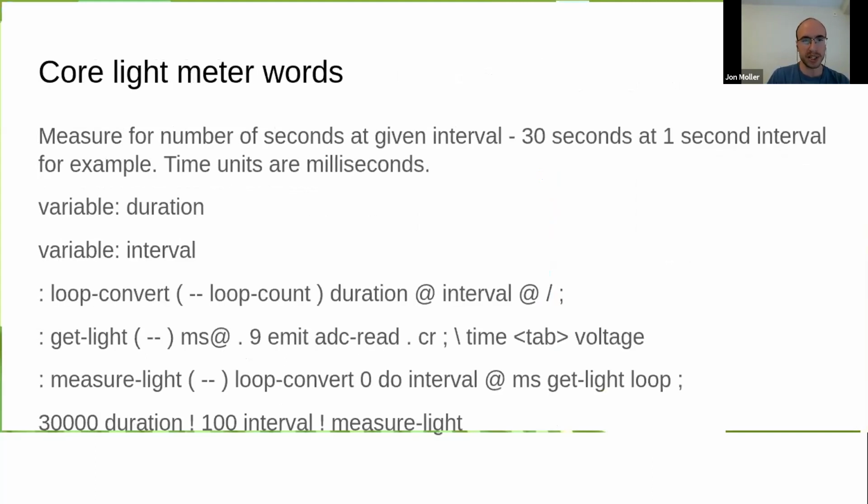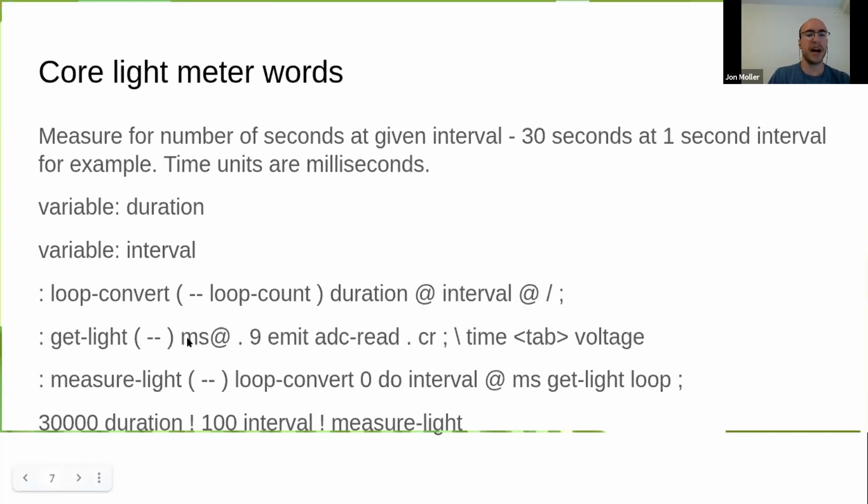So I have pretty simple words right now. This example is just measuring, actually, excuse me, not 1 second intervals, 0.1 second intervals, measuring light in terms of voltage over a 30-second time period at a 0.1 second interval. I have two global variables that you would set for duration and interval for measuring, a word that converts this to number of iterations, and a word just to get light at a certain time point.